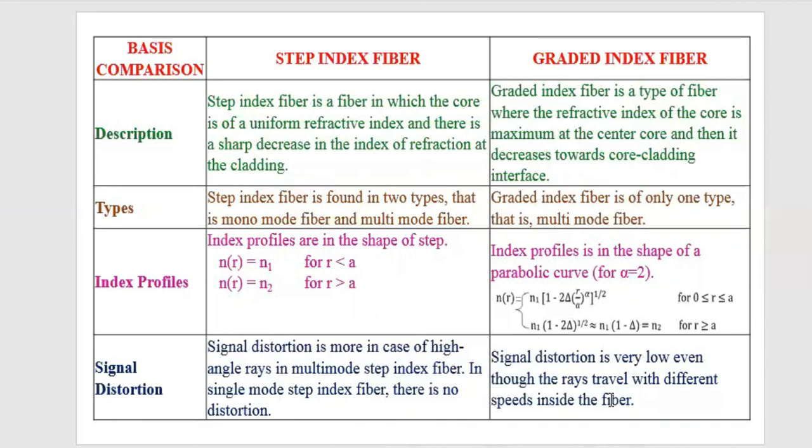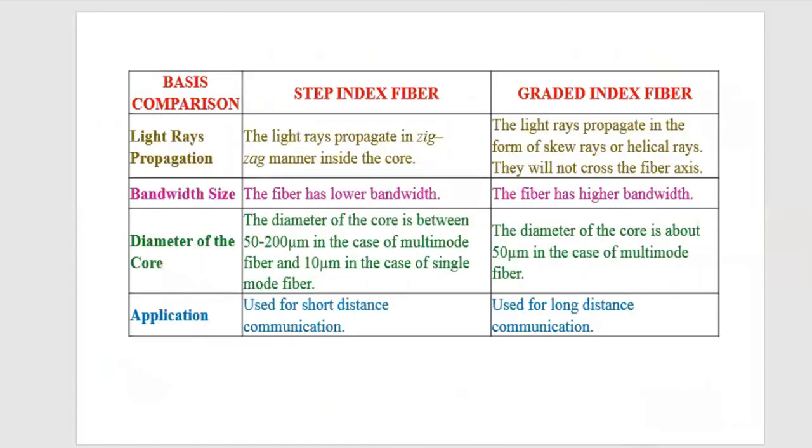Graded index fiber is more advantageous. Light rays pass in a zigzag manner in step index fiber, whereas in graded index fiber they take a helical path, like skew rays. The bandwidth is lower in step index and higher in graded index fiber. The diameter is around 50 to 200 micrometers for multimode transmission and nearly 10 micrometers for single mode transmission, whereas in graded index fiber the diameter is about 50 micrometers.